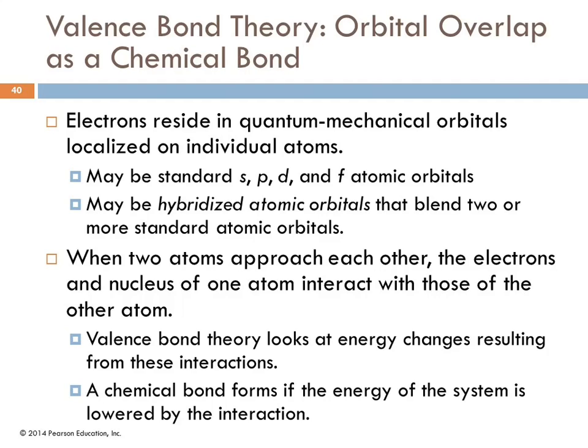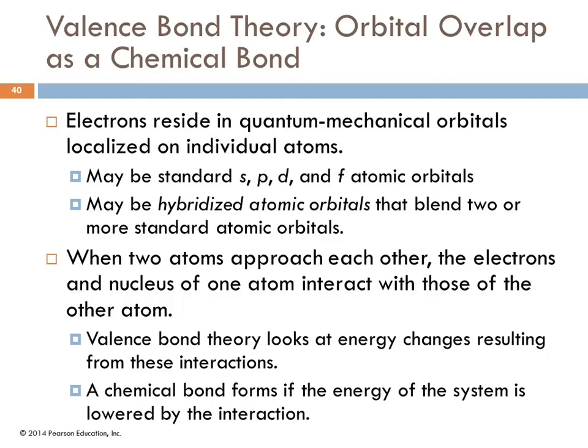So we've learned that electrons reside in quantum mechanical orbitals that are localized on individual atoms. We talked about this when we talked about quantum mechanics. And these in an atom are given the letters S, P, D, and F. Those refer to the different subshells in a principal energy level of the quantum mechanical model.